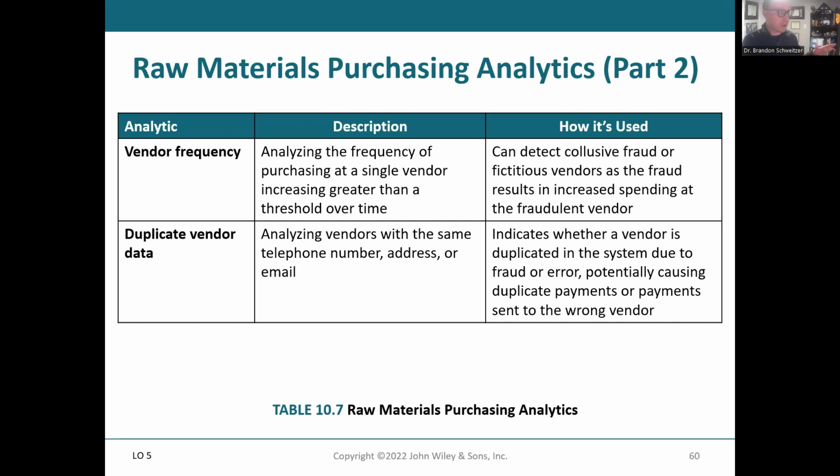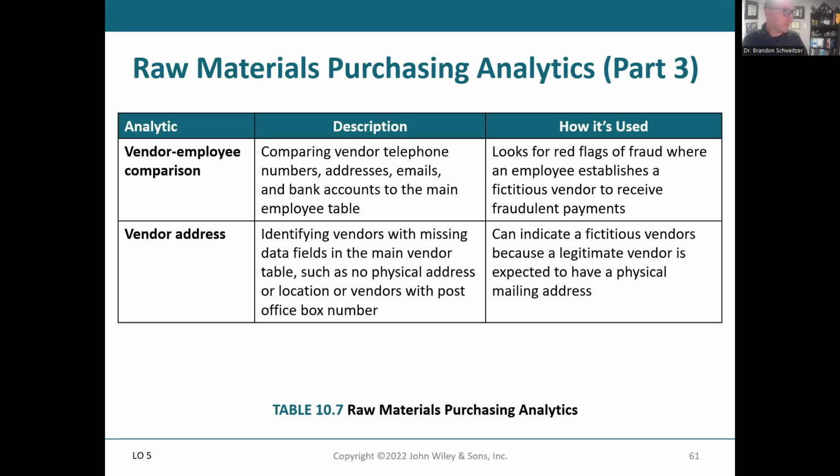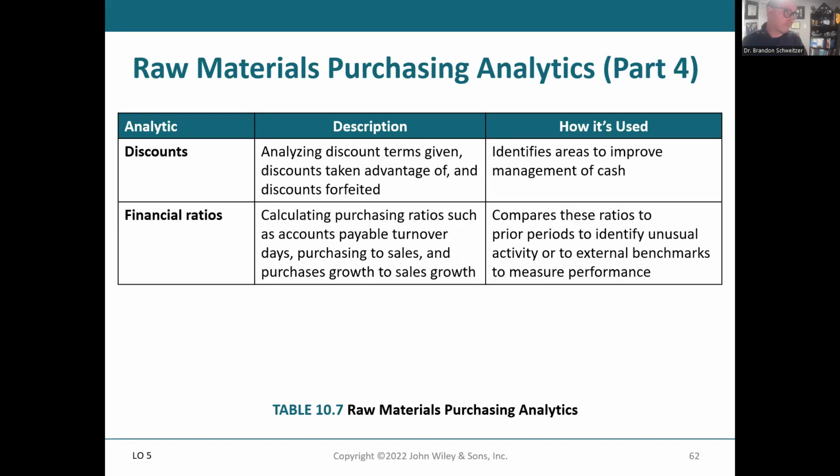If a vendor is no longer there, we mark them as being inactive. Only utilize those that are active. Make sure that there's no duplicate information, because that could lead to a lot of problems down the road. I can tell you from experience. Vendor employee comparison, making sure that there's no relationships there that shouldn't be there. Vendor address, make sure that all of that's up to date.